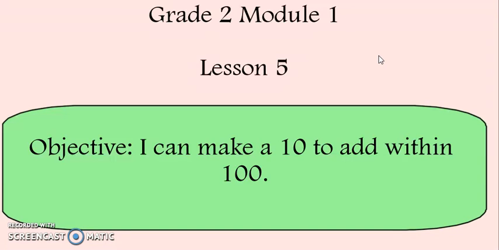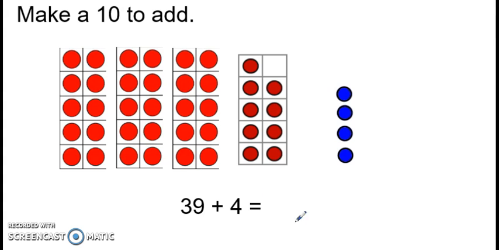Okay, today we're going to do Module 1, Lesson 5, and our objective is I can make a 10 to add within 100. So go ahead and open up your notes page to Lesson 5, and you're going to follow along and do what I do. So first we're going to look at making 10s to add within 100.